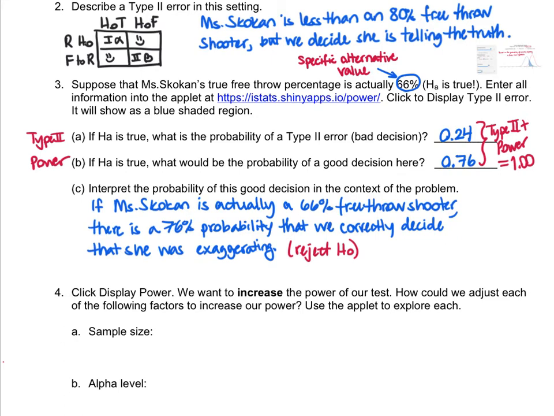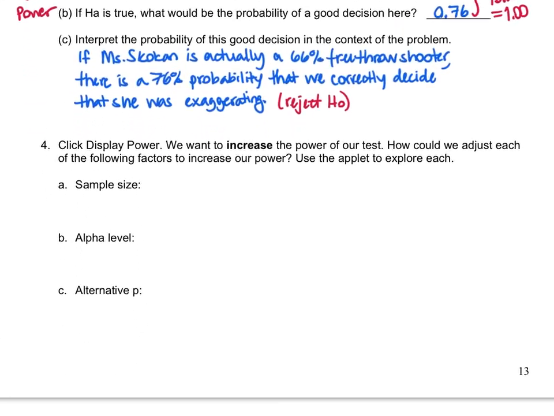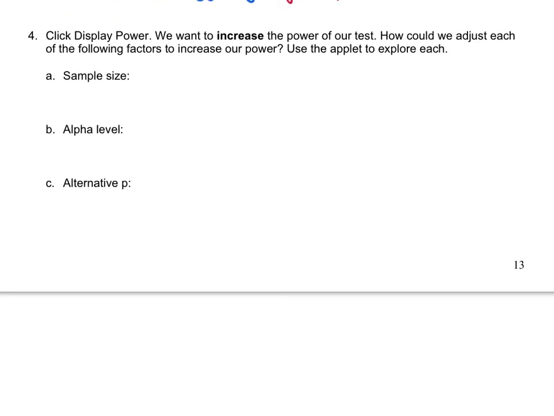So we're going to go back to the applet in a minute, and what I would like for you to do is increase the power of the test. How could we adjust each of the following factors if we want to increase the power? So you're going to use the applet, you're going to try it out, and then respond to the A, B, and C questions under number 4. And then if you want to, you can draw or copy in a screenshot so that you can see what it looks like when you have that increase in the power. All right, see you back in a minute.